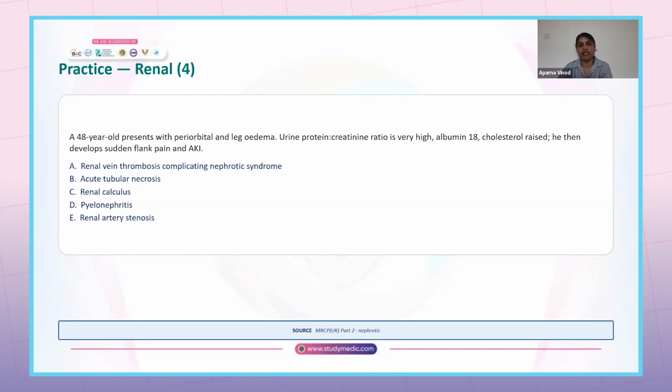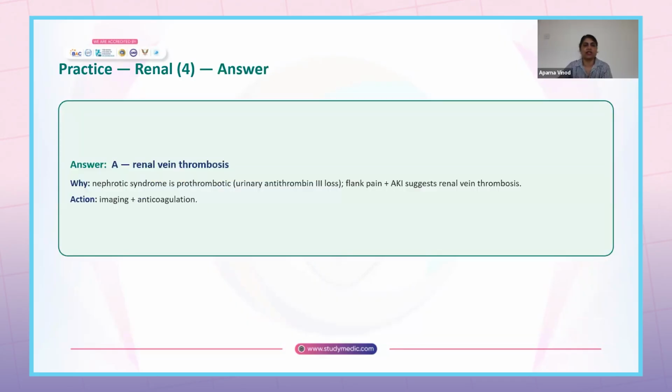I don't think it is acute tubular necrosis because there are no other features of obstruction. Renal calculus will have flank pain, but not so much edema, hypoproteinemia and proteinuria. Pyelonephritis, no, there is no fever or any other indication of infection here. Or is it renal artery stenosis? I don't think so. That will give you a different picture. So the answer is renal vein thrombosis.